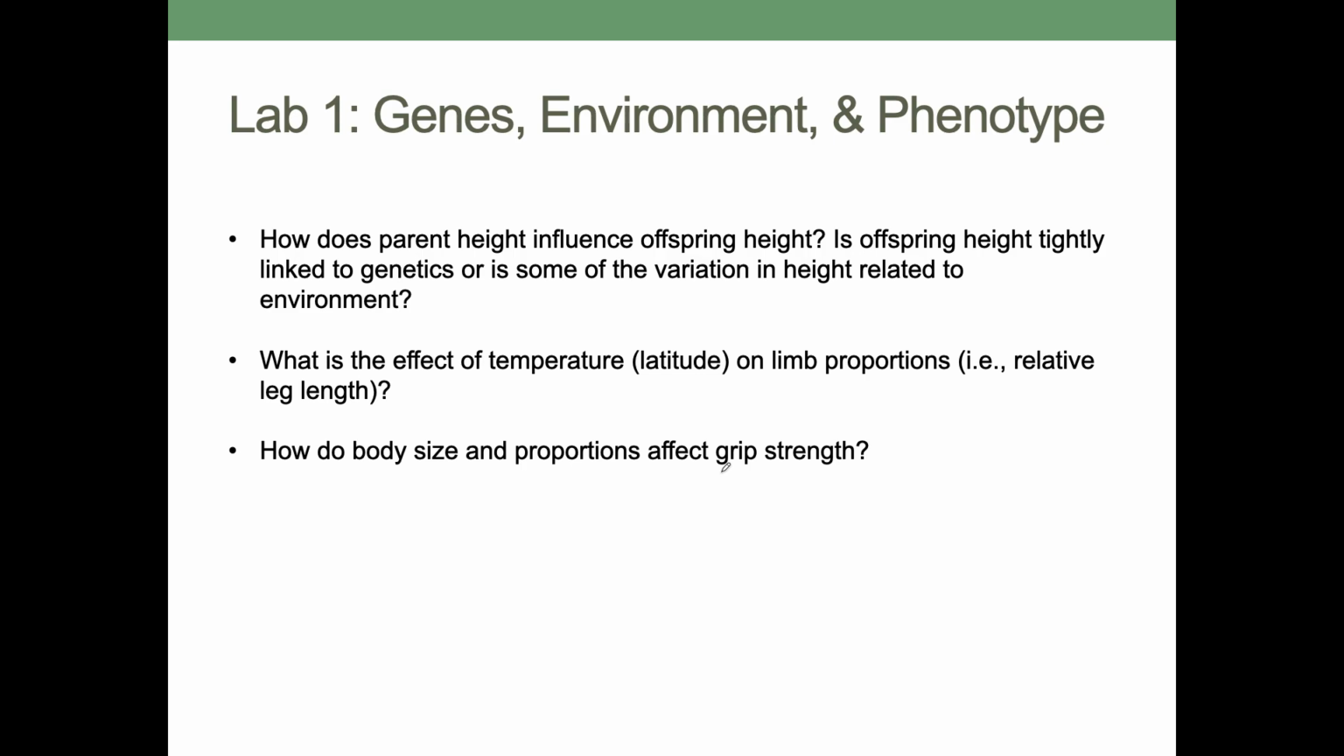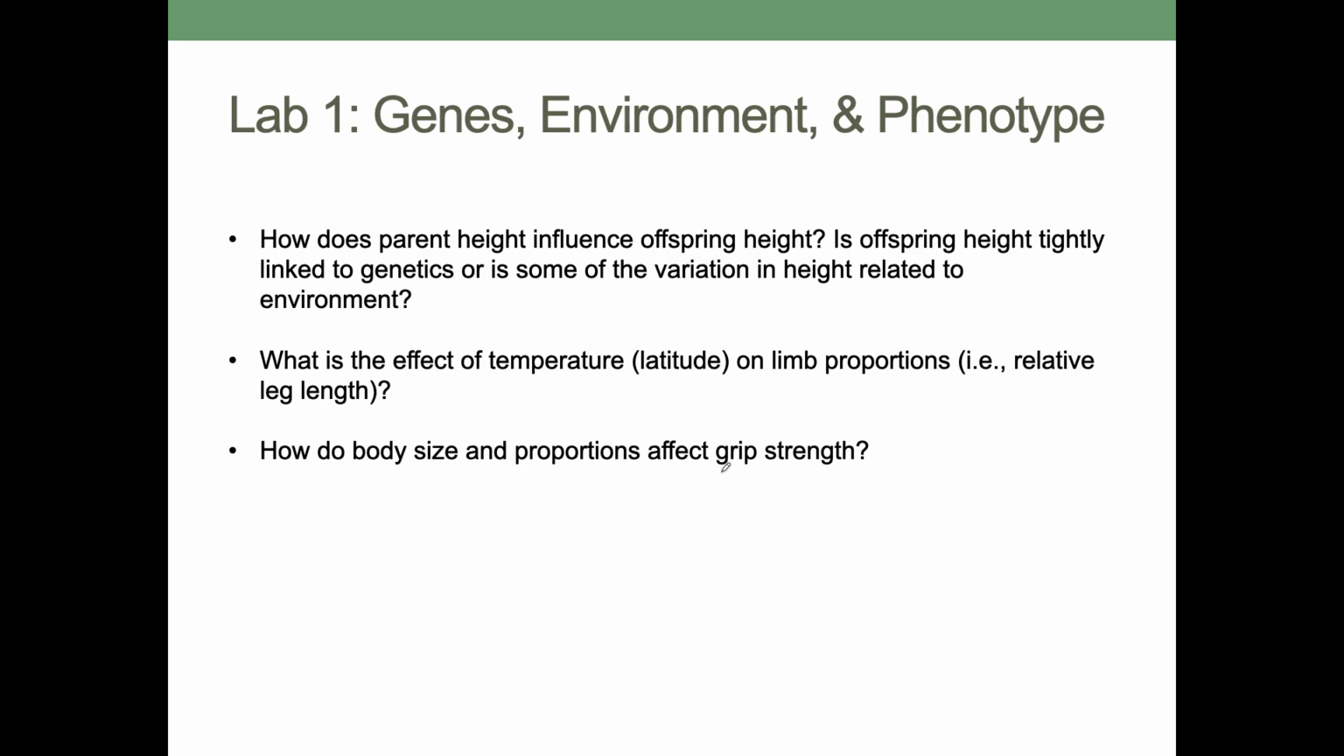So the first one is, how does parent height influence offspring height? Is offspring height tightly linked to genetics, or is some of the variation in height of the offspring related to environment? Just a hint, we talked about some of that in this lecture. What is the effect of temperature, measured as latitude in degrees on the planet Earth, on limb proportions? And by limb proportions, we really mean the relative length of the lower limb.